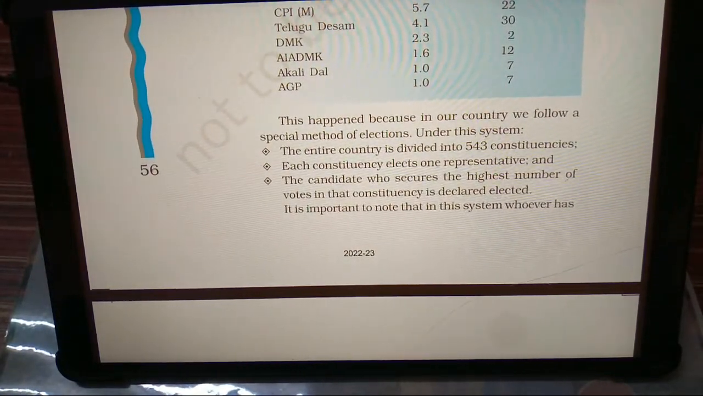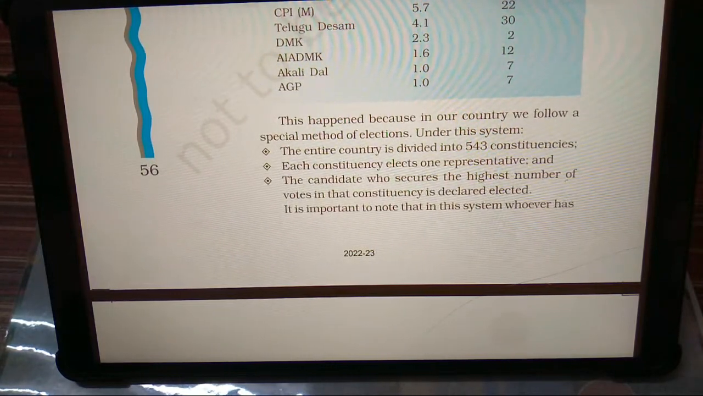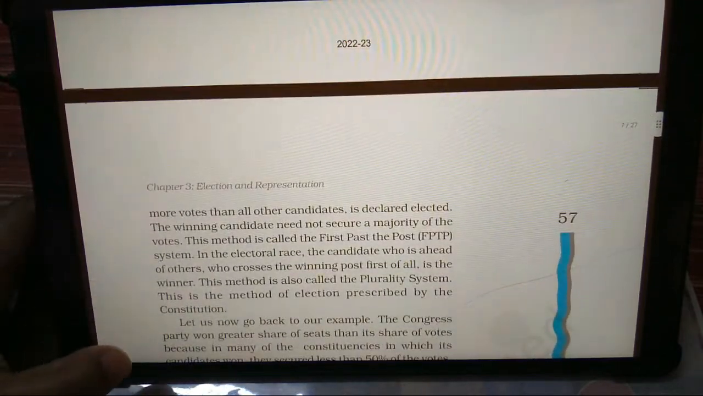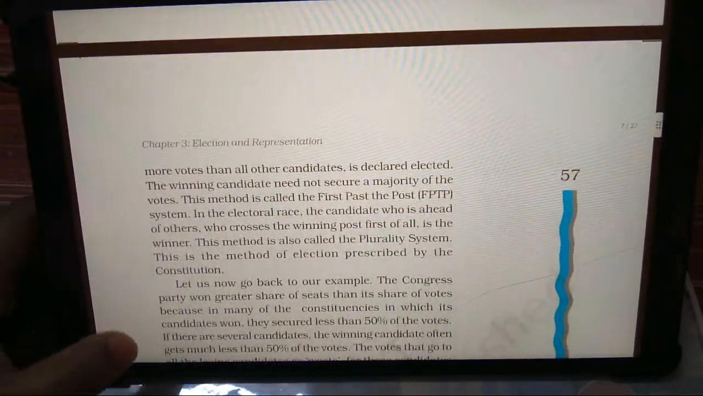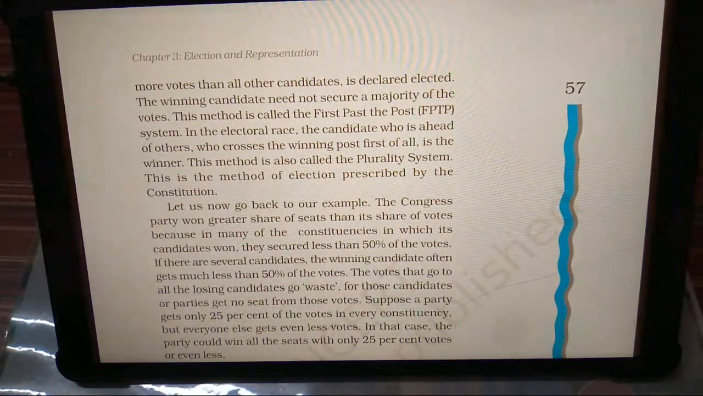Under this system, the entire country is divided into 543 constituencies. Each constituency elects one representative, and the candidate who secures the highest number of votes in that constituency is declared elected. It is important to note that in this system, whoever has more votes than all other candidates is declared elected. The winning candidate need not secure a majority of the votes. This method is called the first past the post, FPTP, system.